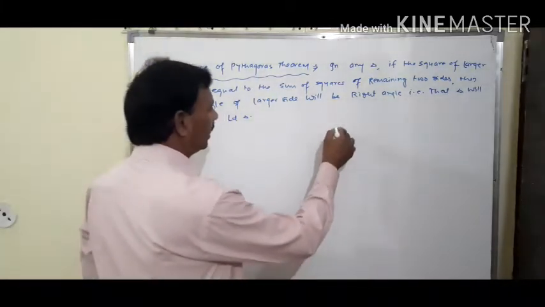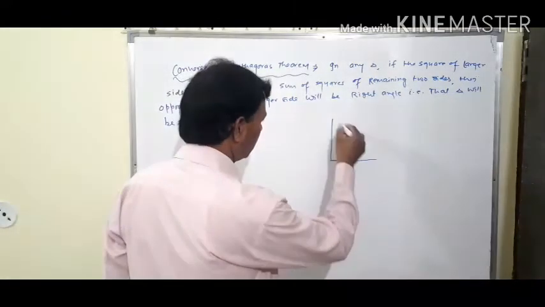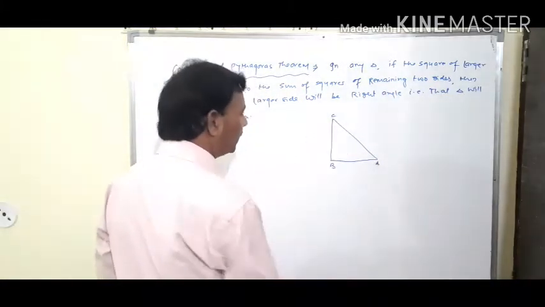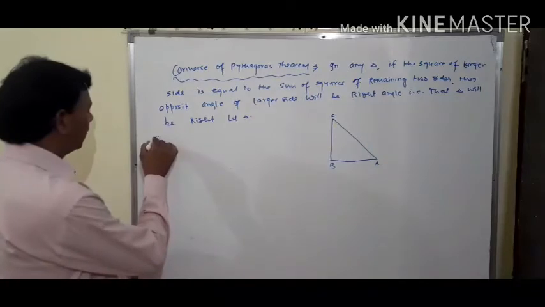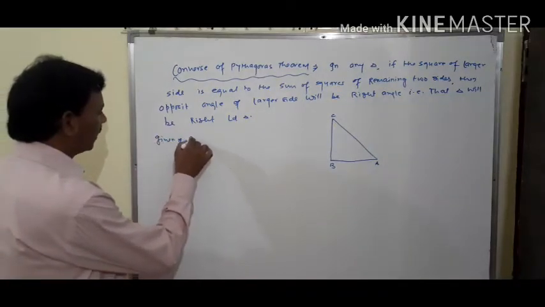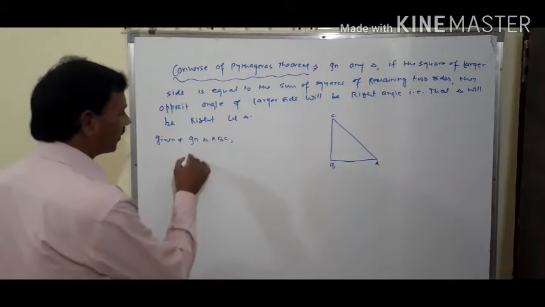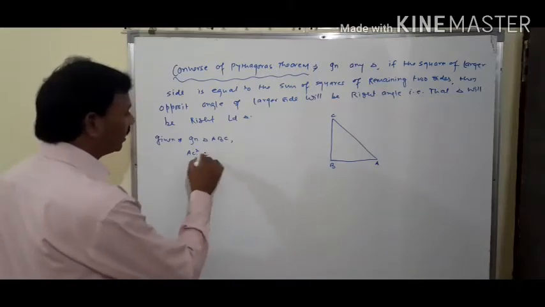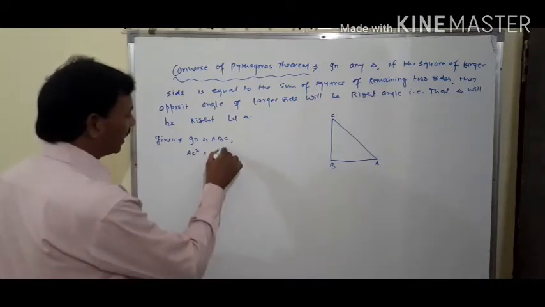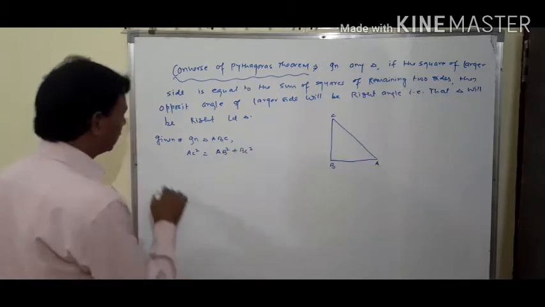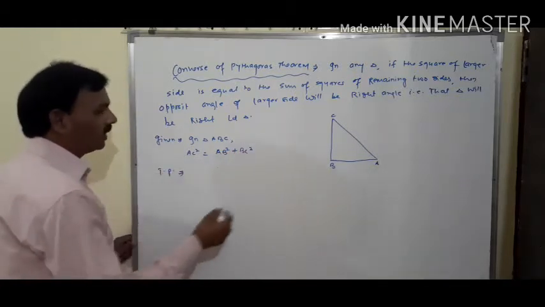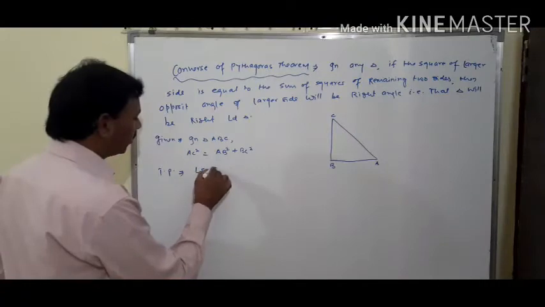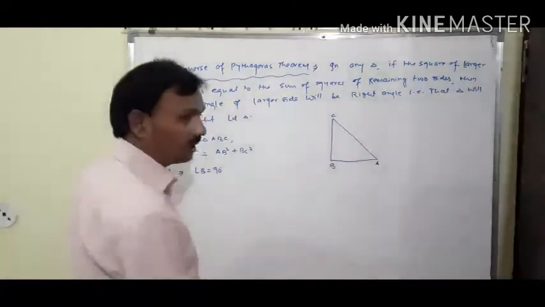Now, given here a triangle ABC in which AC is the larger side. That means given in triangle ABC, AC square, the square of the larger side, is equal to the sum of squares of the remaining two sides, AB square plus BC square. Then we have to prove that the opposite angle of the larger side, the opposite angle of AC is B, means angle B equal to 90 degree, or triangle ABC is a right angle triangle.